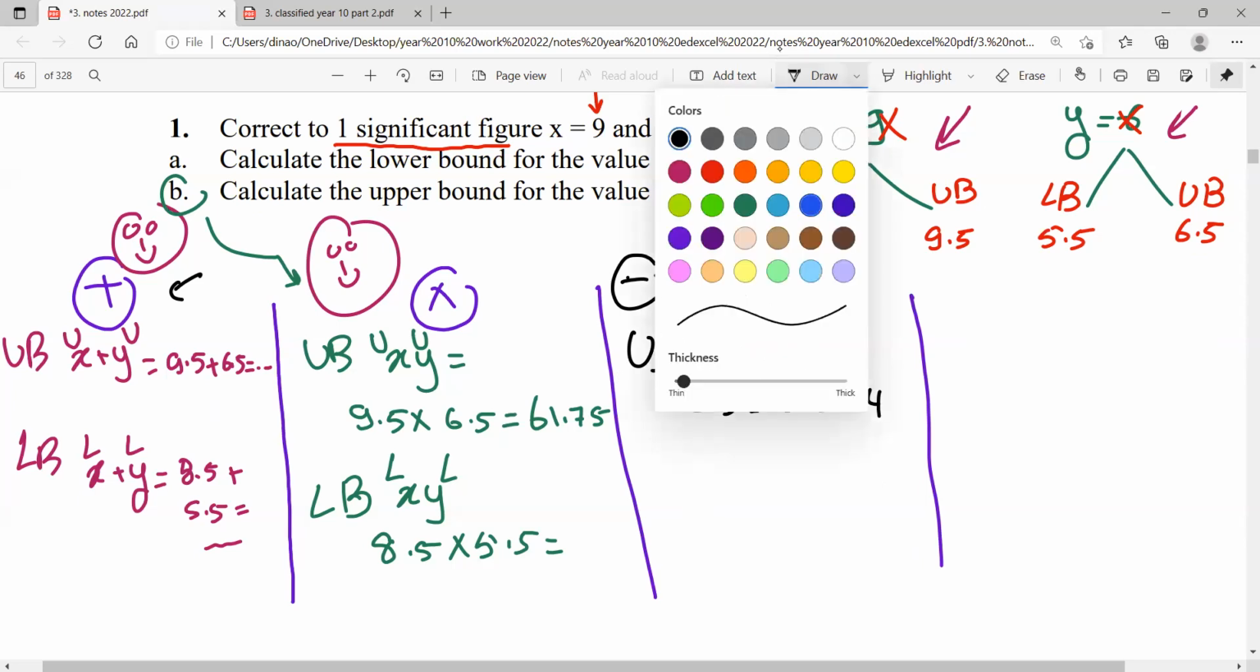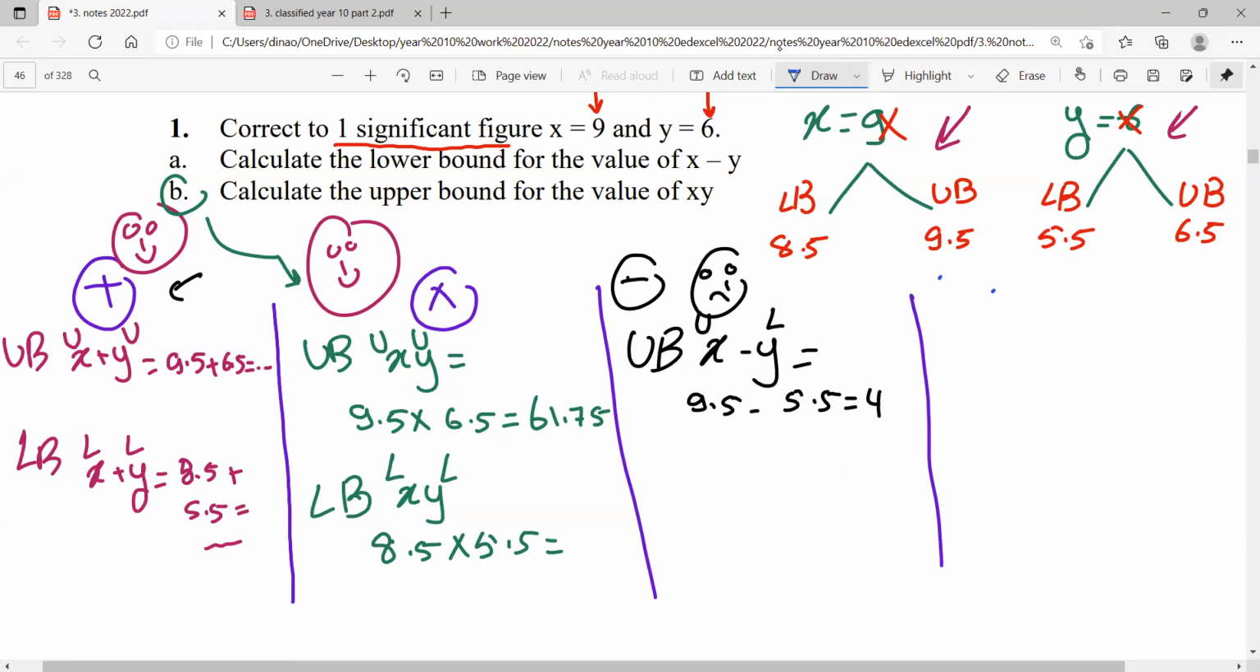Let's confirm this information again so you understand it. Suppose it says find the lower bound of x minus y. Let's see if I do the same as addition and take two lowers. 8.5 minus 5.5, which is how much? 3. But if I take lower minus upper, what is the answer? 2. What does lower bound of x minus y mean? It means a bound from x and a bound from y. When I subtract them, it gives me the smallest answer.